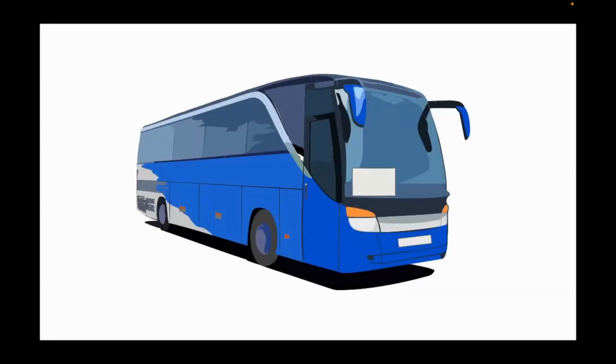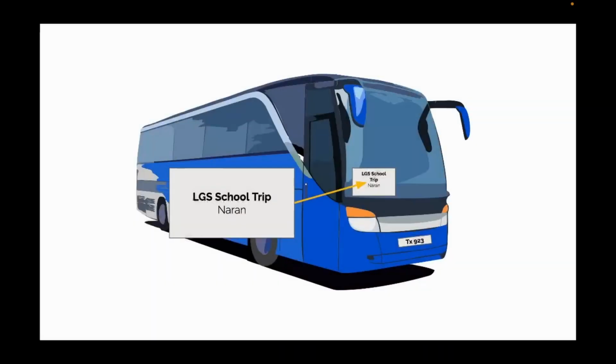Let's look at another example. Can you guess where this bus is going? Okay, so this is an LGS school trip. It's an annual trip. They are going to Naran, and this is the bus number.